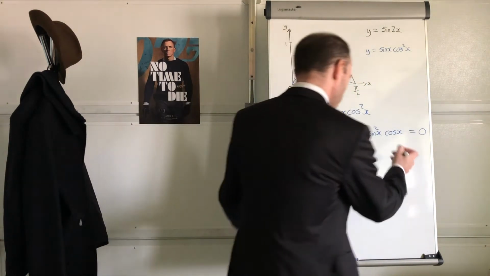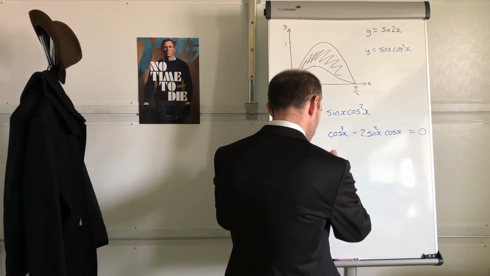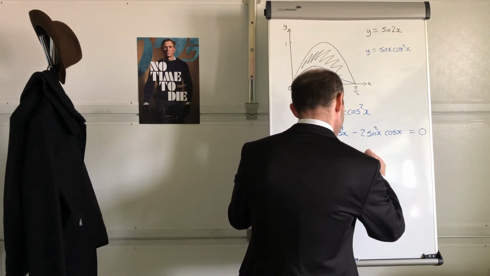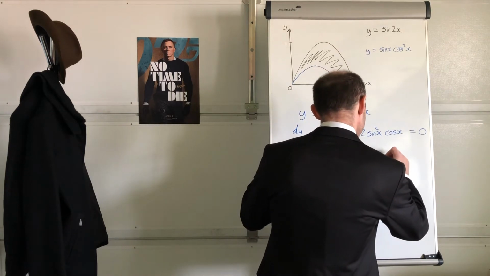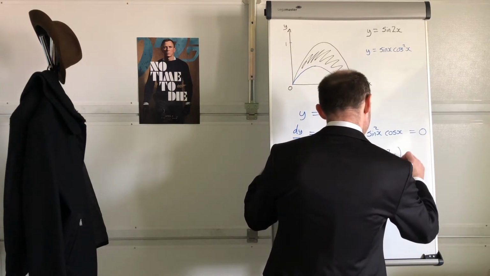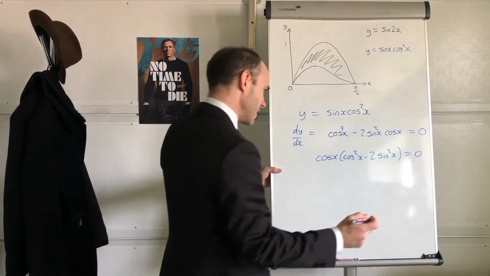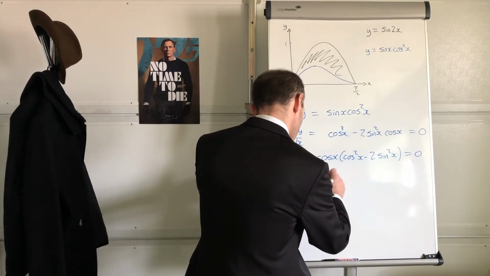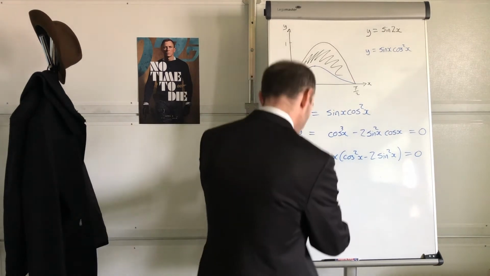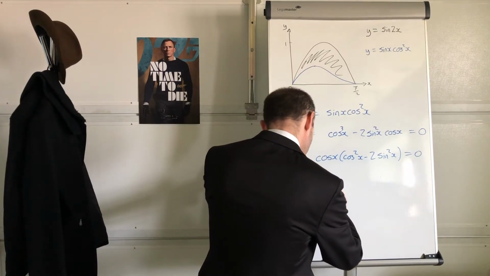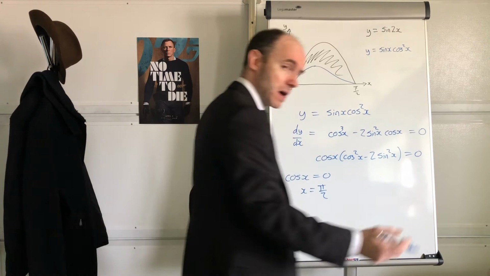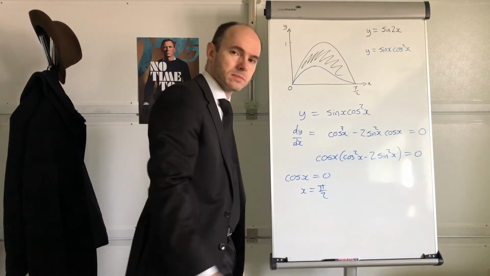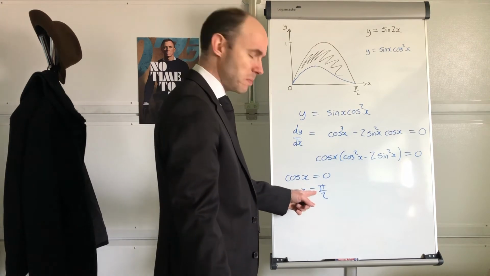And what we'll do is we'll just factorise first of all, shall we? So cos squared x, subtract 2 sine squared x, okay, is equal to 0, which leads us to one possibility, that is cos x equals 0, and from that you've got x is equal to pi over 2 or 3 pi over 2. Okay. Pi over 2 is that bit there. Okay. Stationary point when x equals pi over 2.